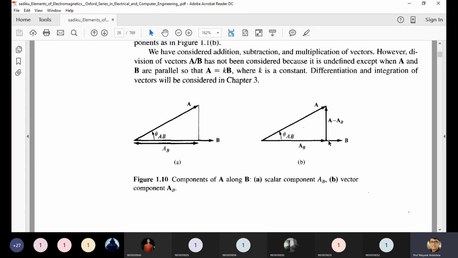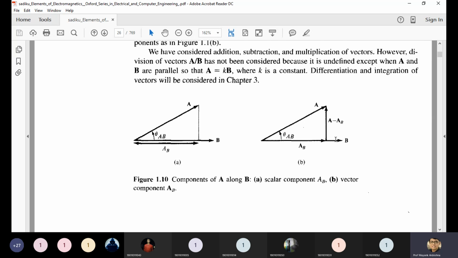In this case, they are taking the arrow for the figure from B to A. So this is called the vector component of A along B. This is only the difference. If you find this one, 50% is covered, because this gives me the magnitude, and if I'm moving from this to this, you have to find the direction.